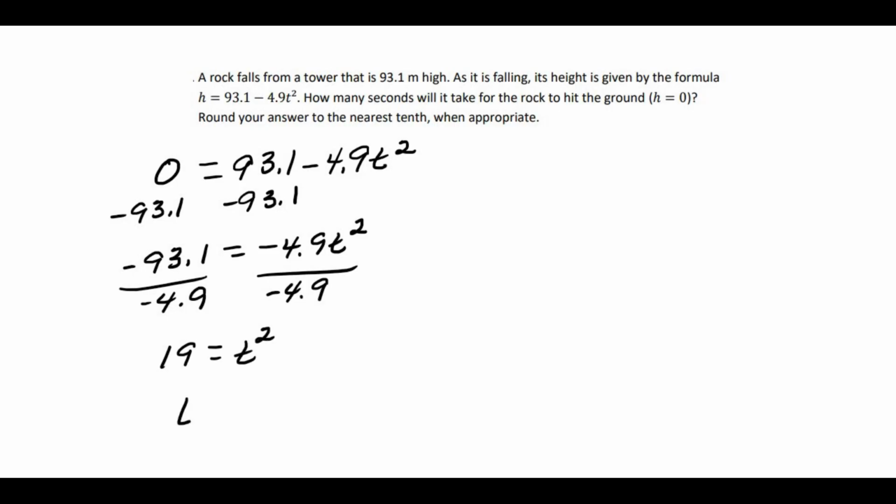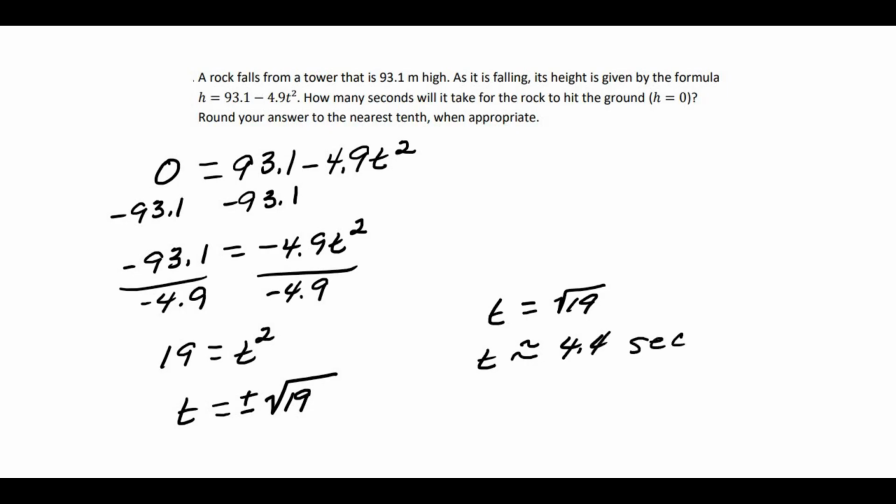So from here, I take the square root of both sides. And again, normally I would have positive and negative for my answer, but because t is time, it doesn't make sense for time to be negative. So t is going to be the square root of 19, which is approximately 4.4, and that is going to be in seconds.